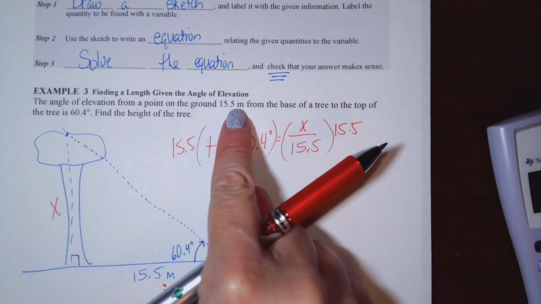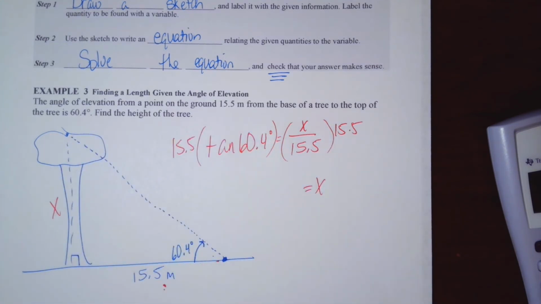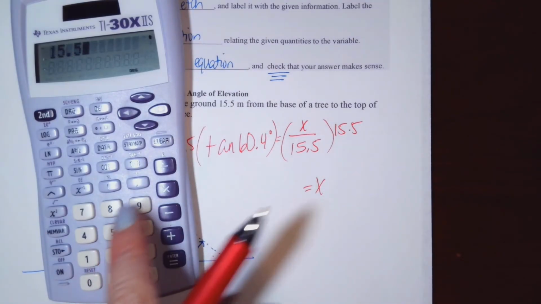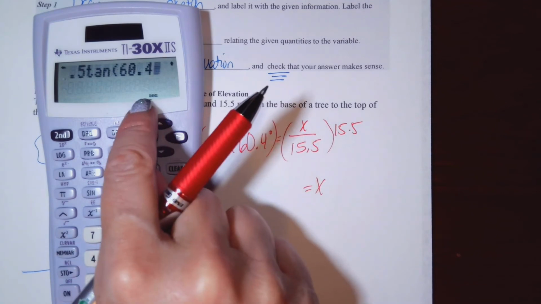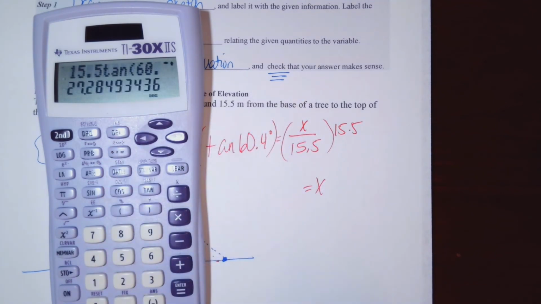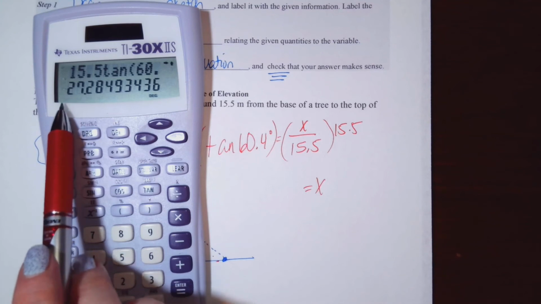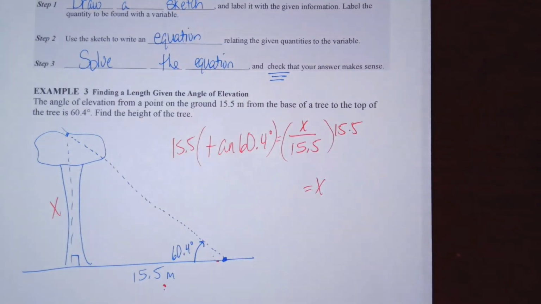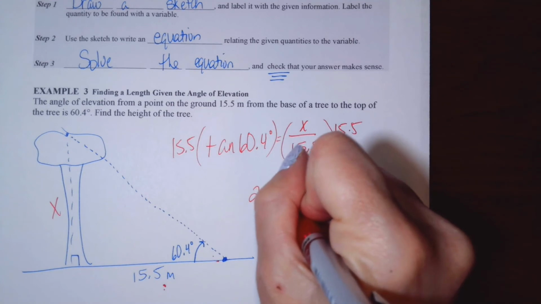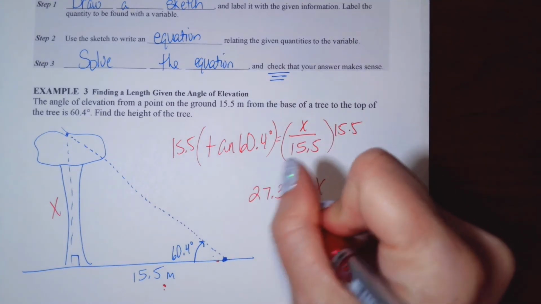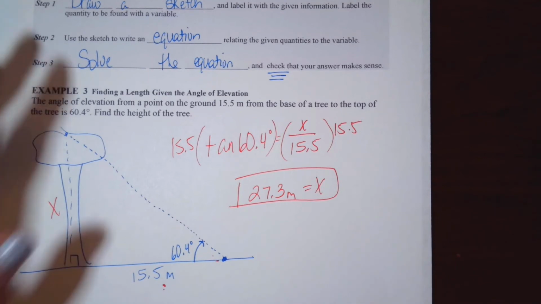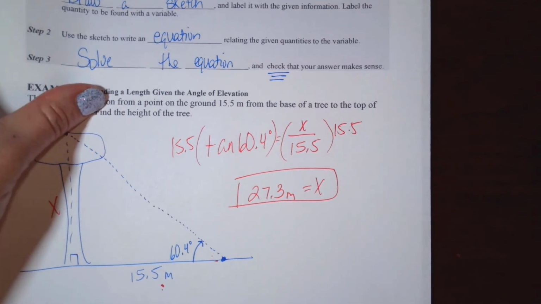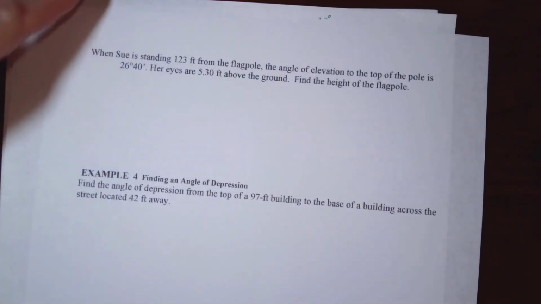It looks like I've got 3 significant digits I need to keep here. So I've got 15.5 times the tangent of 60.4 degrees, and I'm in degree mode. Comes out to, to 3 significant digits, I've got 27.3, and my units are meters. The units are part of your answer. Don't forget to include the units as part of your answer. Alright, let's do a few more of these elevation and depression problems.